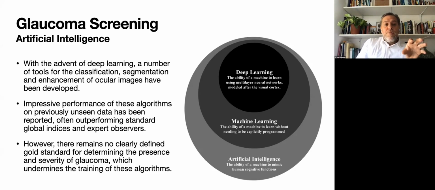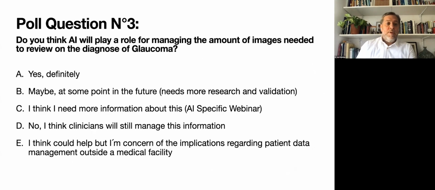So these algorithms are managing a lot of data and often outperforming standards of global indices for expert observers. There remains no clearly defined gold standard for determining the presence and severity of glaucoma, which undermines the training of these algorithms, but we are going to get there.